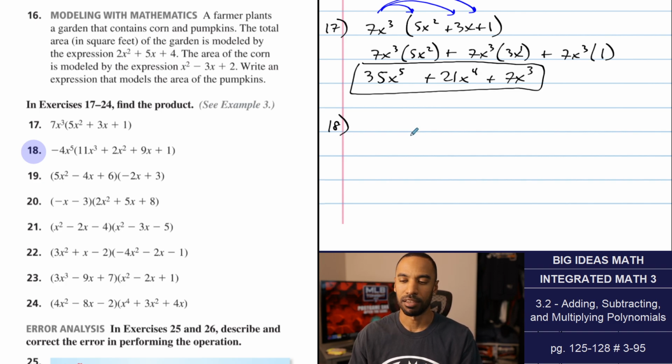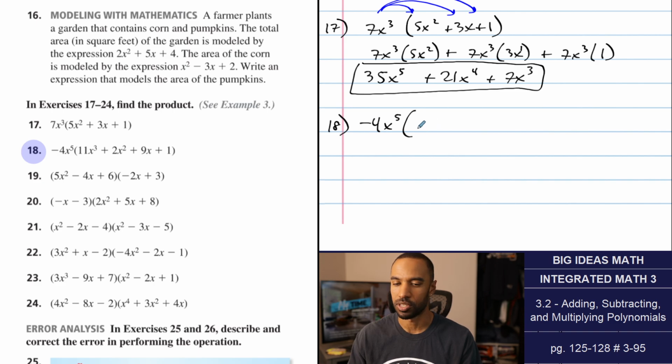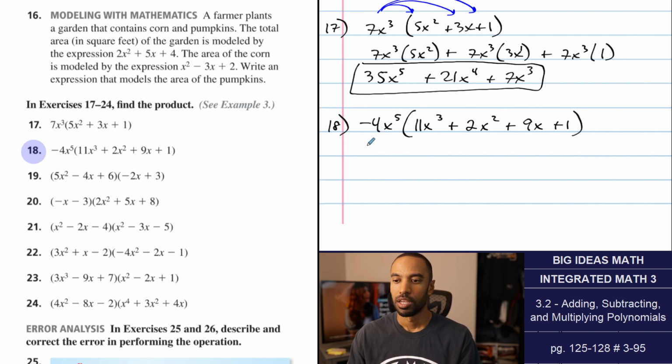Now we got a negative that's distributing into here. It's a good time for them to bring that one up because that means all these signs are going to change. Guess what? These were all positive. Well, these were all positive. Guess what? Now they'll all be negative. So this time I won't show the extra step here, but negative 4 times 11 is negative 44. X to the 5th times x cubed is x to the 8th. Add those exponents. Negative 4 times 2 is negative 8.